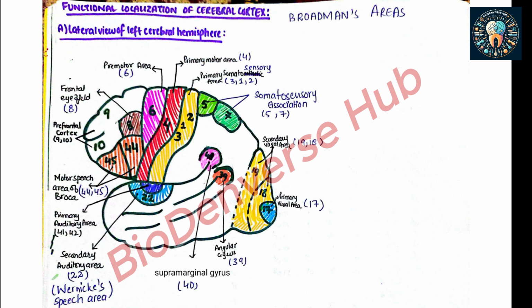So these were the important localizations of the cerebral cortex, some important Brodmann's areas that come in your exam and that are frequently asked by examiners in your OSCE and Viva examination. So I hope this video will be helpful for you all.